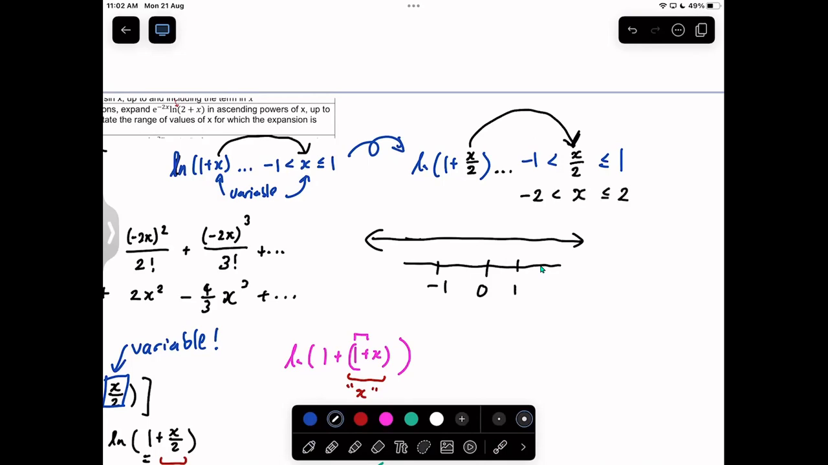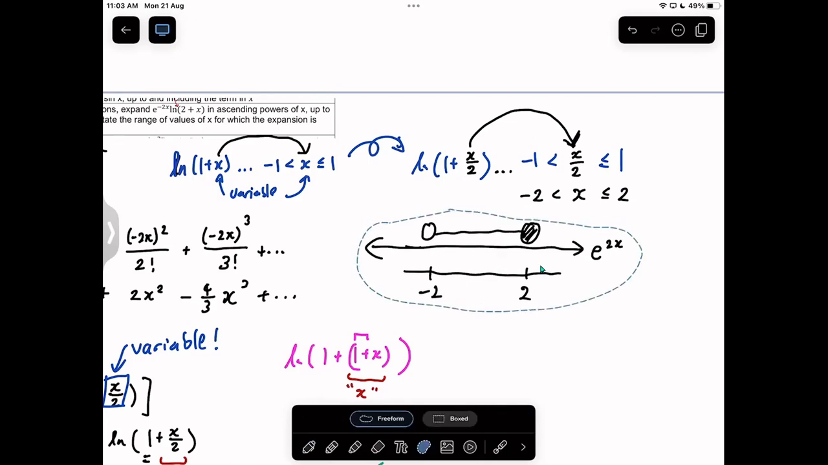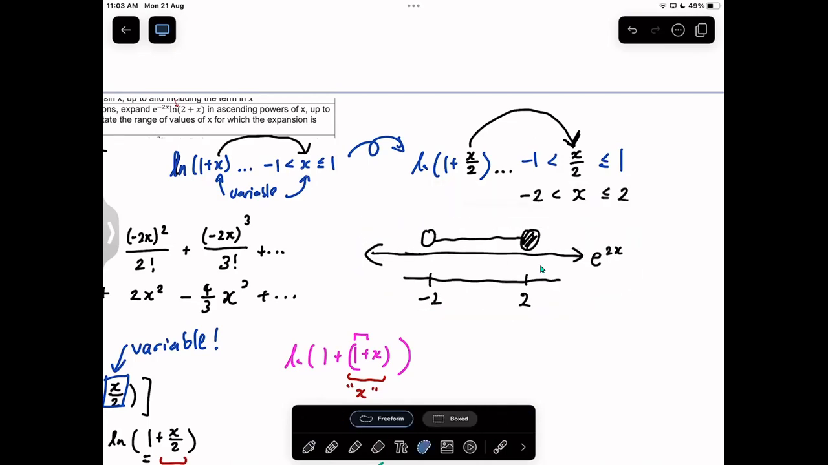Then you have to update your number line. So maybe I don't need the zeros and ones. I'll just put a -2 here, +2 here, empty circle for -2 all the way to solid circle for 2. Then you find the overlapping region. The domain for e power 2x is all x values. The domain for this ln(1 plus x over 2) expansion is -2 to +2. Exclude -2, include +2.